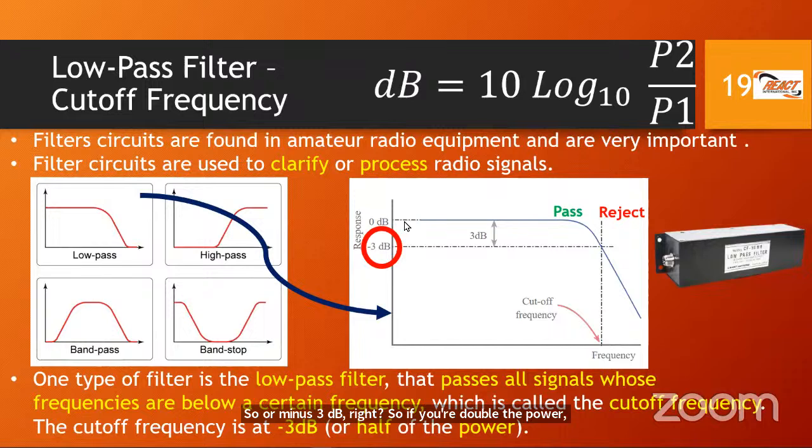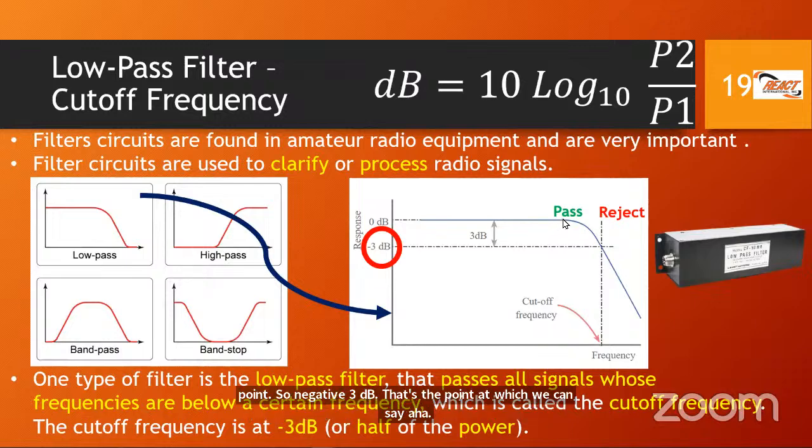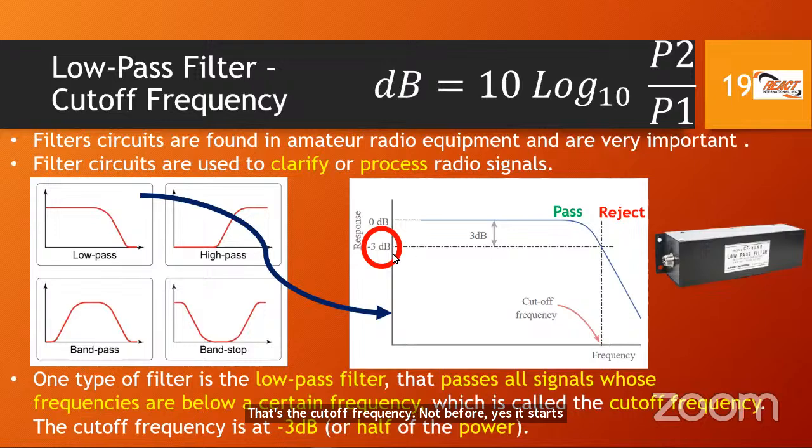So when the power drops from the original signal to negative 3 dB, that's the point at which we can say, aha, that's the cutoff frequency. Not before. Yes, it starts to drop off before, ever so slightly. We have to wait until it drops to a level that's minus 3 dB. And at that point, we can say the frequency is the cutoff frequency. Again, note it's minus 3 dB or half the power. So once the signal goes to about half, that's the cutoff frequency with respect to the low pass filter.